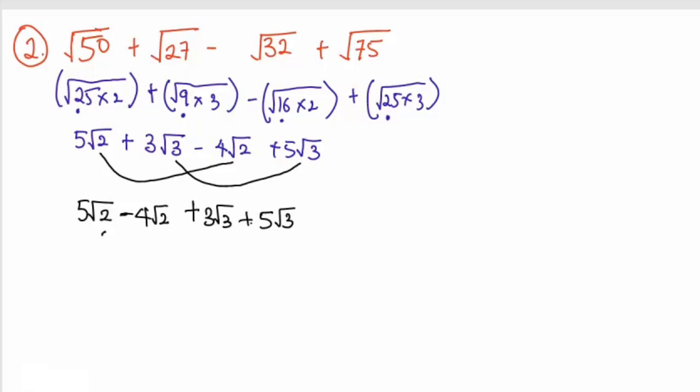So now root 2 and root 2 are similar, so I can subtract them. Now 5 minus 4 is 1, so it just becomes root 2. There's no need to write the 1. There's an invisible 1 here, but it's more appropriate to just write root 2. Then for 3 plus 5, because they are similar, root 3 and root 3, 3 plus 5 is 8 root 3. So finally, our final answer becomes root 2 plus 8 root 3.